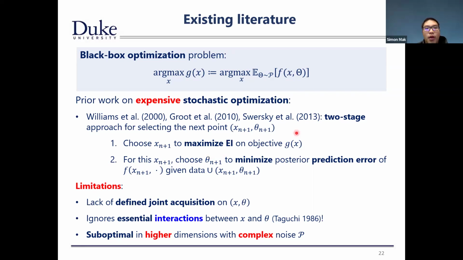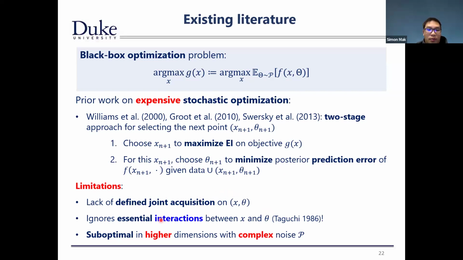But you can tell there might be some limitations on this. First of all, this is not optimizing a joint acquisition function over x and theta, so this is not really dealing with the decision space that we care about. And perhaps more importantly, because of this, it ignores essential interactions between x, the control parameters, and theta, the noise parameters. You can think about this as follows: in these two steps, they're not really minimizing the same objective function, and so it's not even guaranteed to converge to anything meaningful.